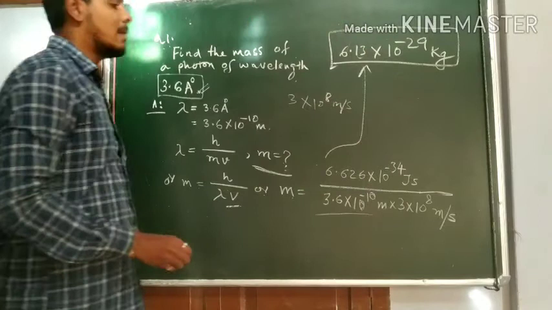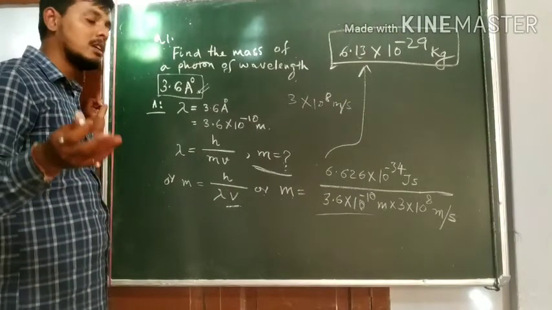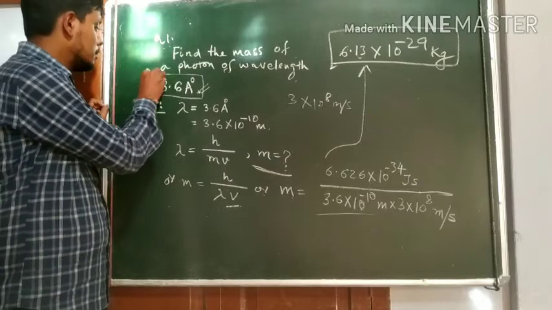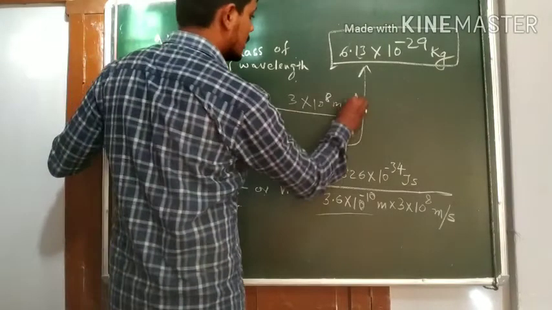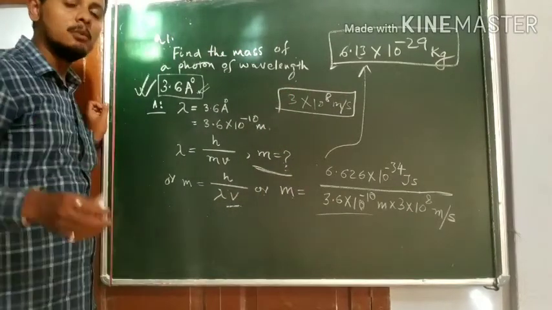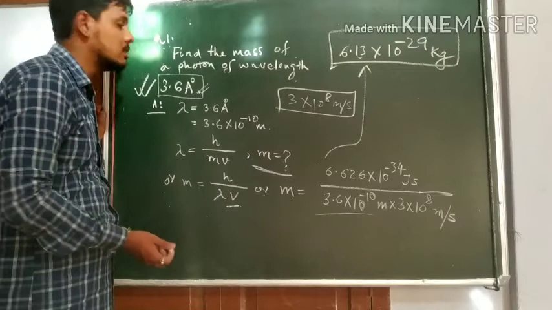So this is the mass of a photon, and we have calculated the mass of the photon from its wavelength, when it possesses a velocity of 3 into 10 to the power 8 meter per second, using de Broglie's relation.